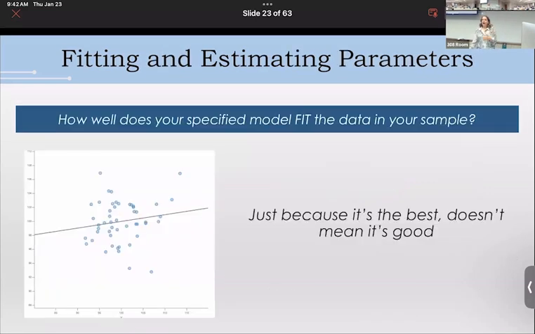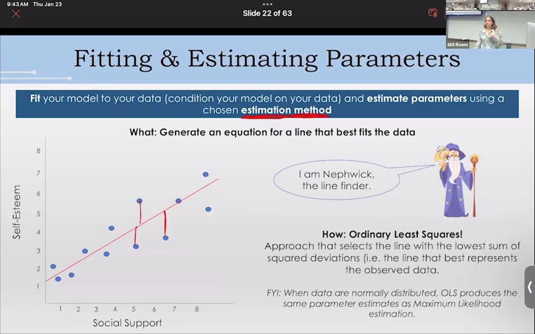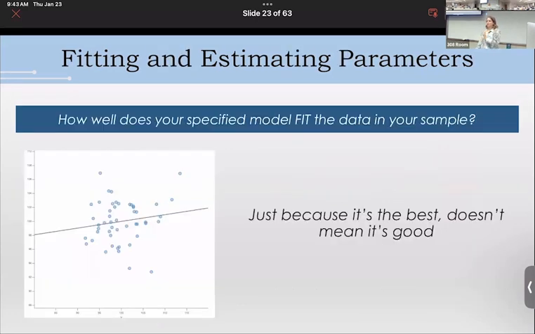But we want to know how well that line actually fits our data. Just because it's the best doesn't mean it's good. So here is the best line for this set of data. It's not very good. All of this previous stuff happens under the hood for us, and then we're gonna get two pieces of output: a model fit table and a model coefficient table, essentially a model fit and a parameter estimate table. The fit table is gonna answer this question.